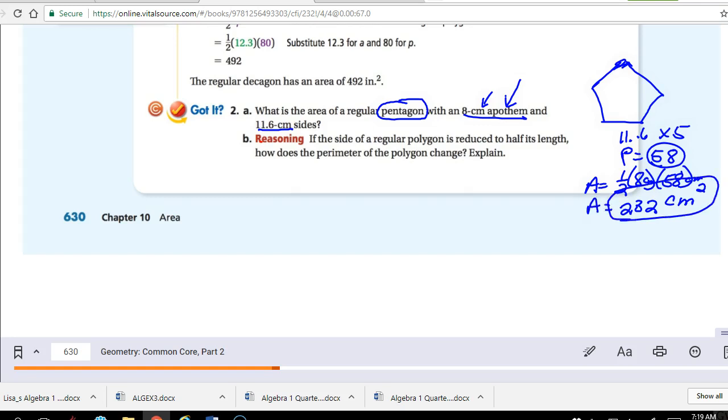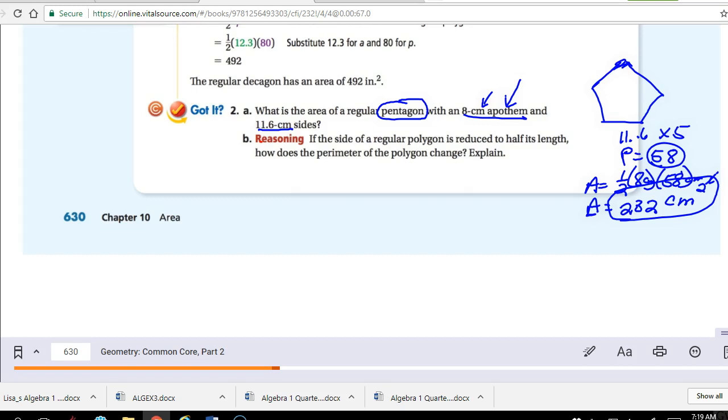But an easy way to know is anytime you have area, it's going to be squared units of some kind. It'll be squared centimeters, squared inches, squared miles, squared whatever. But in this case, it was squared centimeters. Okay? So let's look.